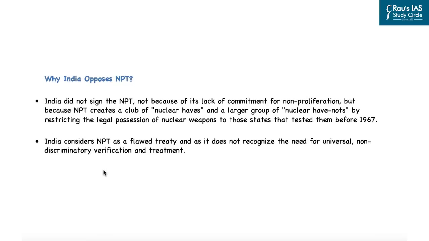Now, let us look at why India opposed the NPT treaty. We are aware that India has not signed the NPT treaty. This is primarily because India states that the NPT treaty creates a club of nuclear haves and a larger group of nuclear have-nots. We are already aware that it defines nuclear weapon states as only those countries which detonated a nuclear explosive device prior to 1st January 1967. That is why it creates a divide in the global community, where only these 5 countries can possess nuclear weapons according to this treaty, and it creates a larger number of countries which are nuclear have-nots. So this is a kind of disparity that has been created.